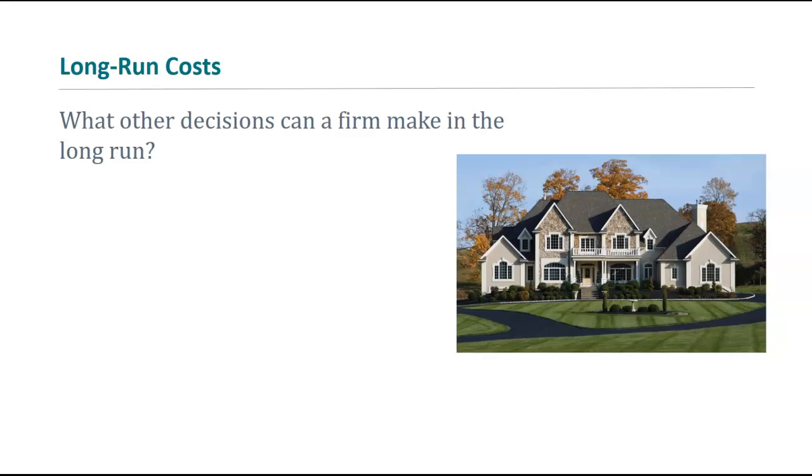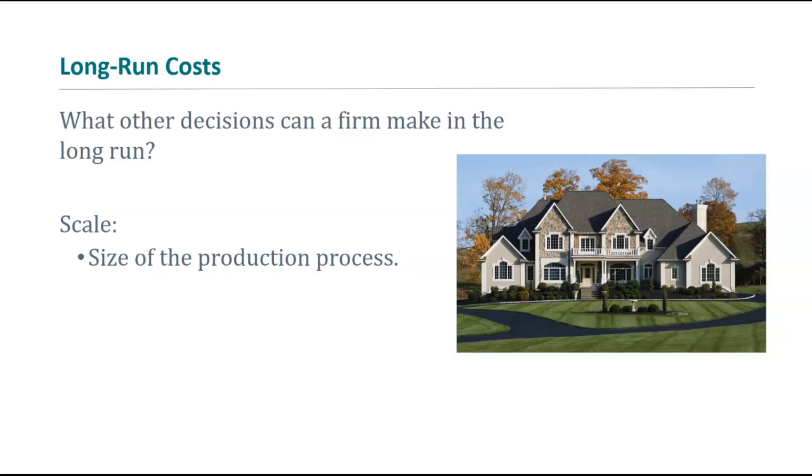What decisions can a firm make in the long run that they couldn't necessarily make in the short run? Primarily, in the long run, a firm can decide its scale. So the size of its production process. Do you want one assembly line or two? Do you want one location or two? How big should your kitchen be? How many grills should you have? The scale of your production process. What capacity do you want to be able to produce in your production process?